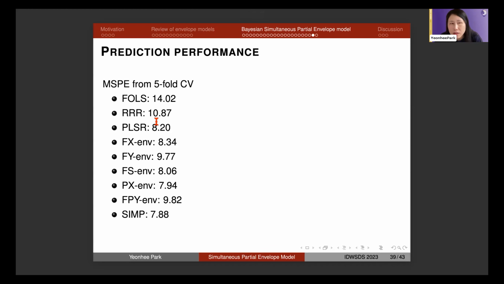We calculated the mean squared prediction error using 5-fold cross-validation based on 500 replications, and the proposed method led to the smallest MSPE. We compared this with the partial predictor envelope, partial response envelope, and non-partial envelope and non-envelope models.